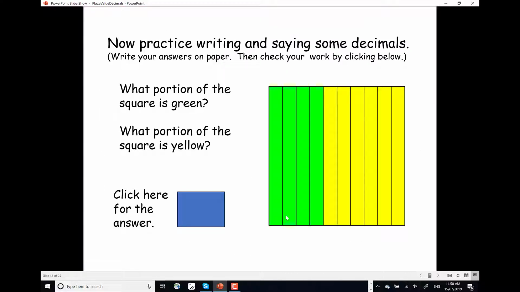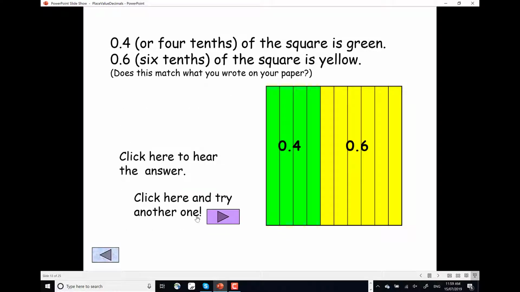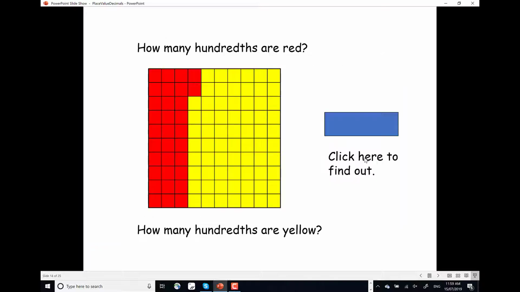So in this section, have a look at this. What portion of the square is green? So we've got 4 lots of a total 10. So there's 10 columns, 4 of them are green. So therefore the fraction is 0.4, or 4/10ths, which is smaller than 6/10ths, or 0.6.